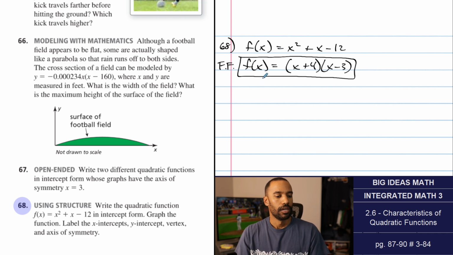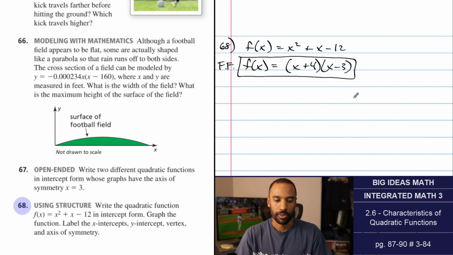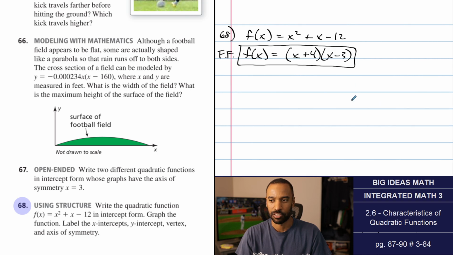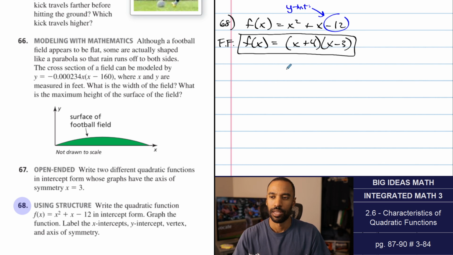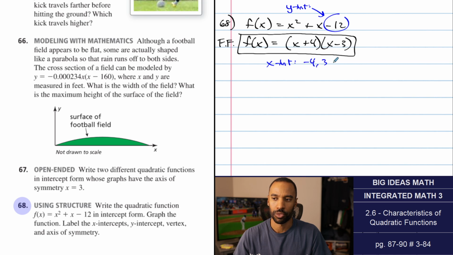All right, graph the function, label the x-intercepts, y-intercept, vertex, and axis of symmetry. Ooh, there's still more to go. All right, well, I'll tell you what. This is the y-intercept right here. That'll be part of the graph. The x-intercepts, we know, will be at negative 4 and 3.